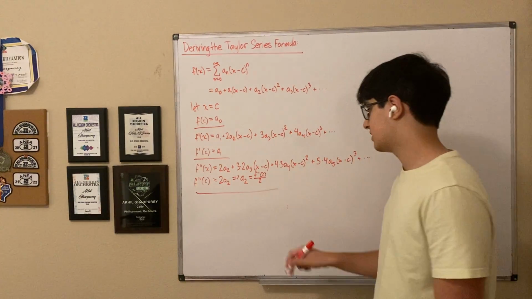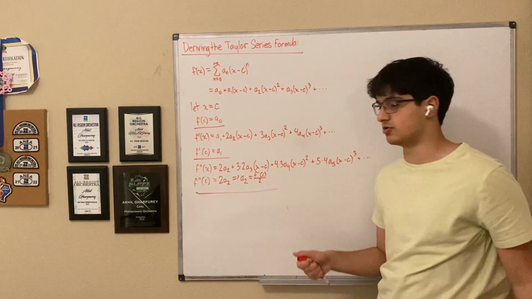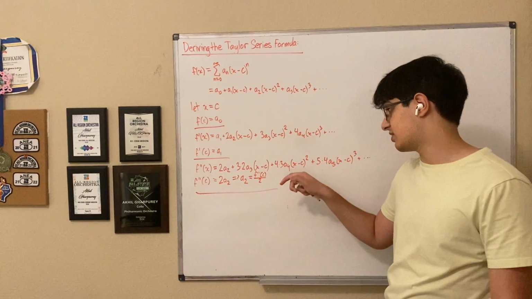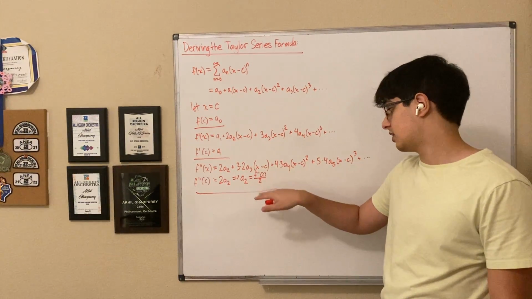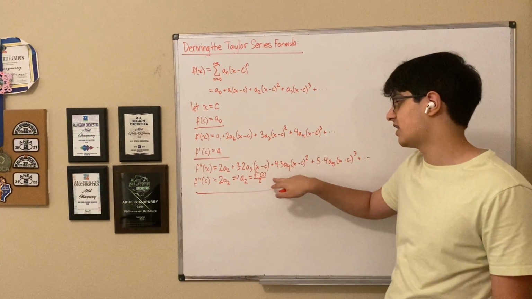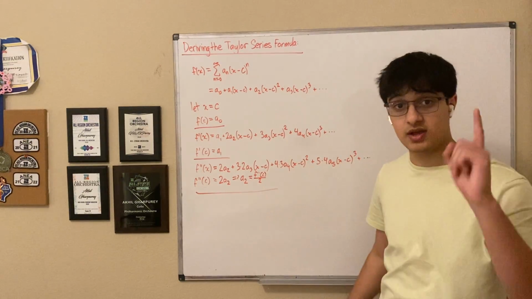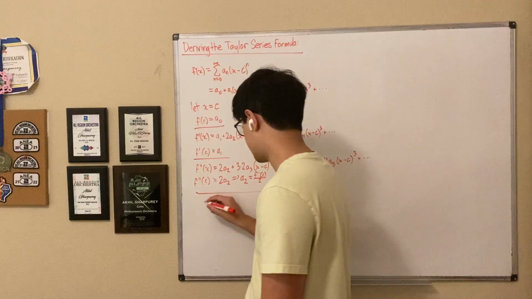All right? And you're going to notice that this breaks the pattern you could see with these first two terms. And you might think that there's going to be another pattern here: f prime of c divided by 1, f double prime of c divided by 2, f triple prime of c divided by 3. That's not the pattern. And we're going to prove that it's not.